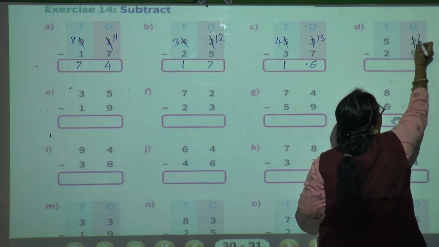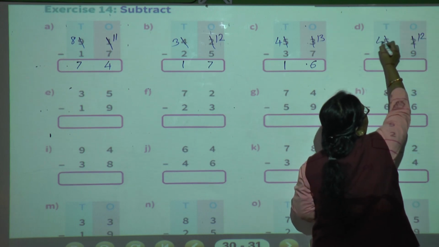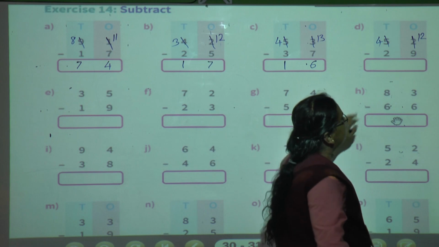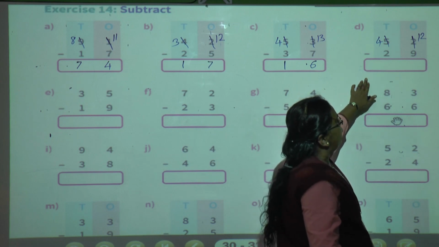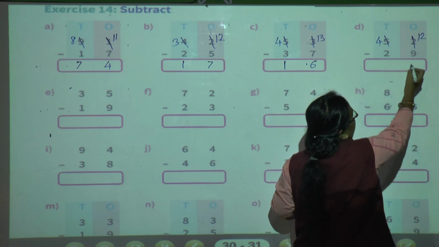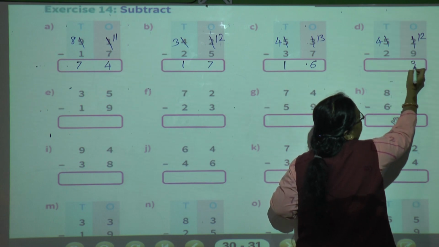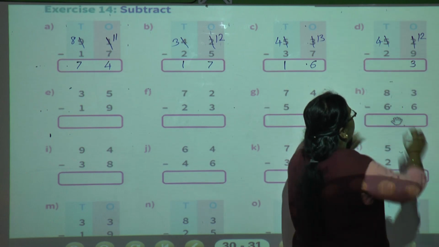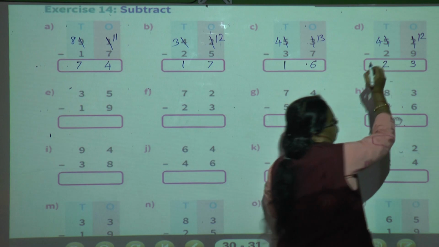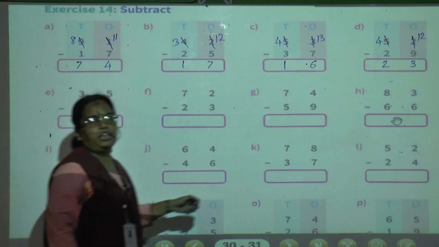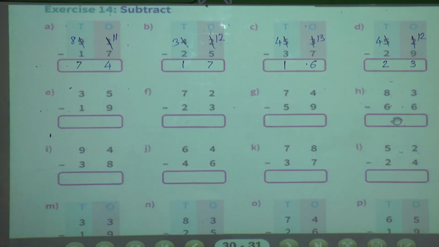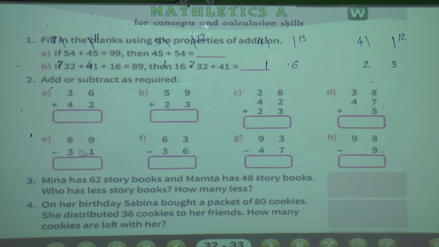Then 2, 12 and 4. From this you can cut 10, 11, 12, 9, 3. 12 minus 9 is 3 and 4 minus 2 is 2. Okay children, have you understood this? In this way you can solve the remaining examples also. Then we will go next to the story sums.